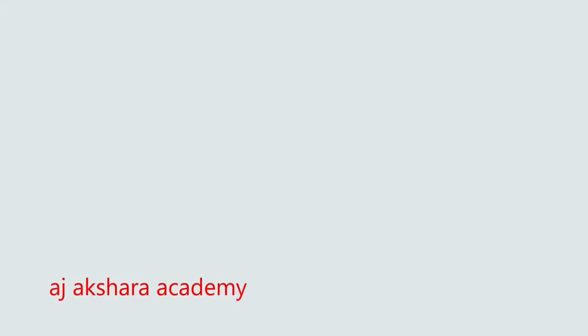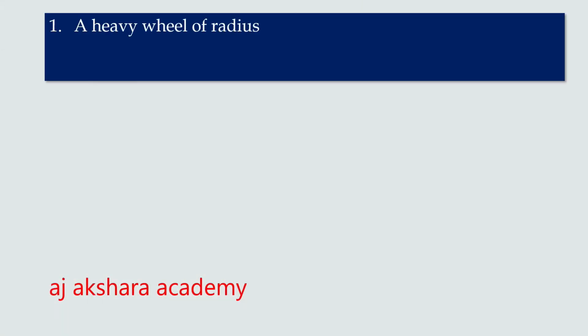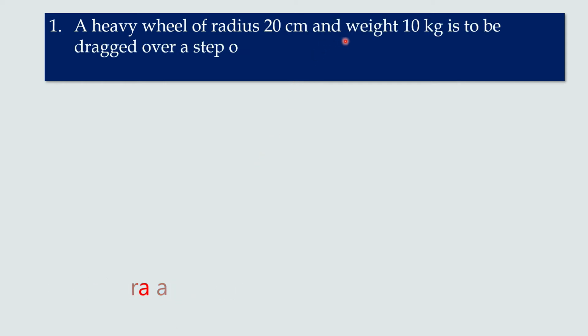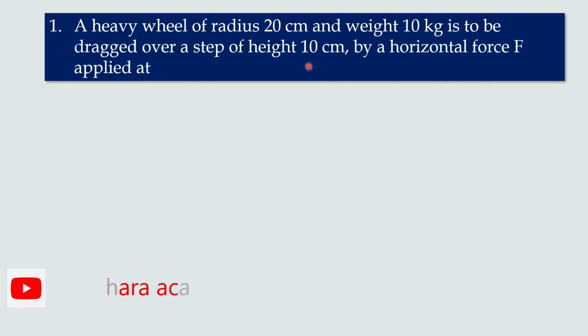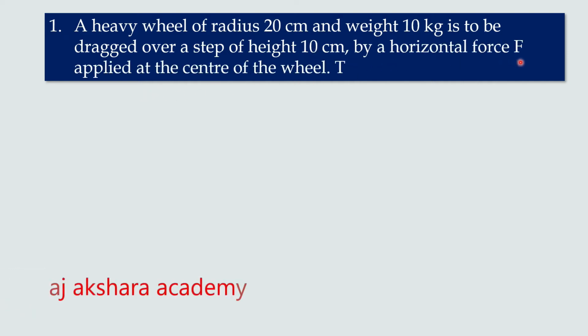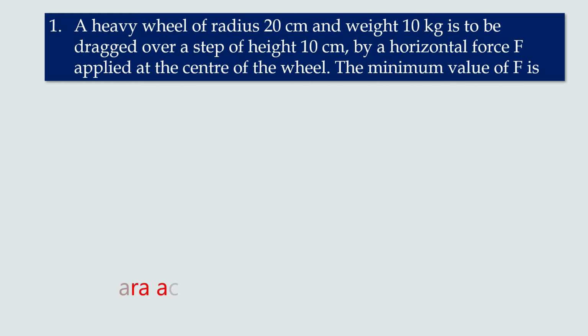First one. In this question, a heavy wheel of radius 20 centimeter and weight 10 kilogram is to be dragged over a step of height 10 centimeter by a horizontal force F applied at the center of the wheel. The minimum value of F is, here we have to calculate the minimum value of F. Let us go to the solution.